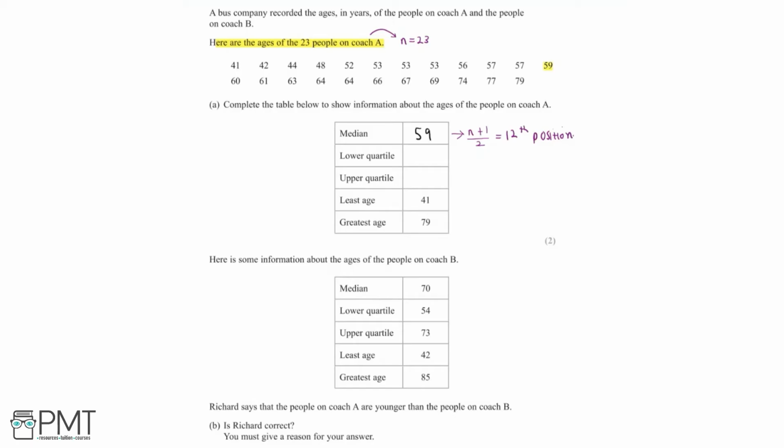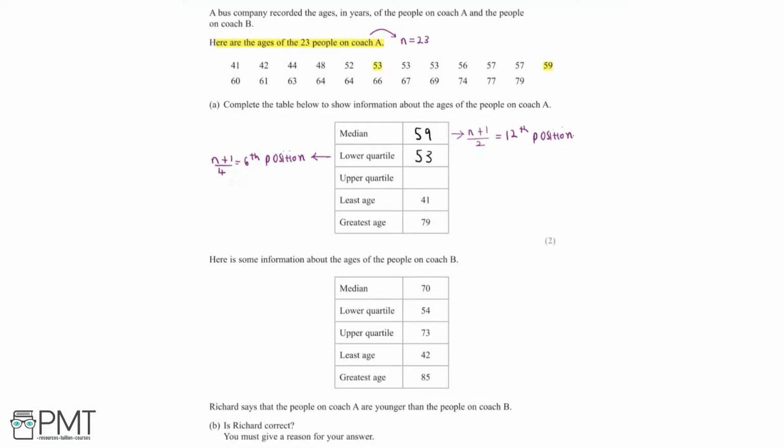Now we need to find the lower quartile, and to find the lower quartile, we need to find the piece of data at the n plus 1 over 4 position. N plus 1 over 4 is equal to 23 plus 1 over 4, which is equal to 24 divided by 4, which is equal to 6, and so the lower quartile is found at the 6th position. Now looking at our data, we can see that the 6th item of our data is equal to 53, and so we've found that the lower quartile is equal to 53.